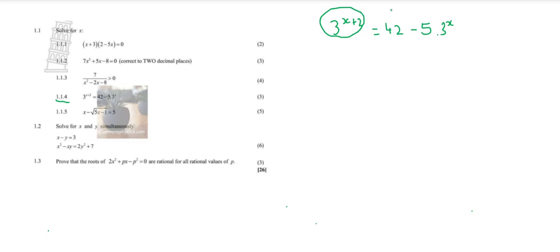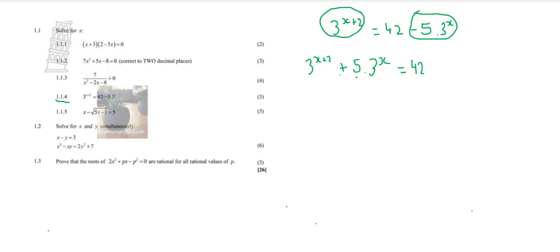The best thing to do is try to bring everything on one side. It's better to take this and transpose it to the left hand side. So we're going to have something like this: 3 to the power of x plus 2, times a plus 5 times 3 to the power of x equals 42.